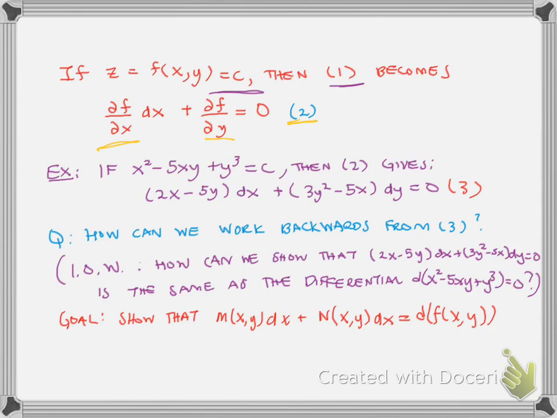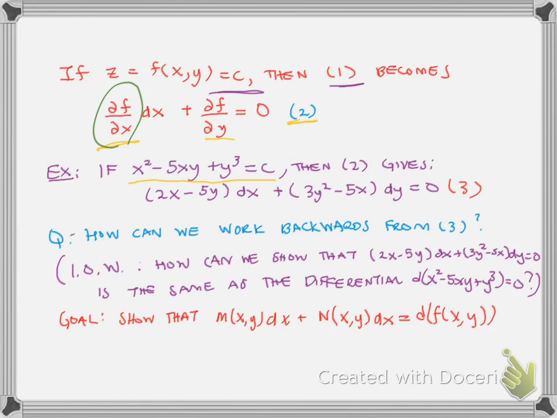So for example, let's say x squared minus 5xy plus y cubed equals c, then 2 will give us, well, first you have to take the partial derivative with respect to x. I think I want a different color here. Let's go back to red. No, let's try yellow. All right, with respect to x.